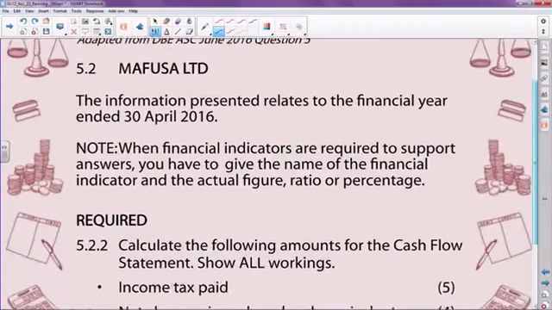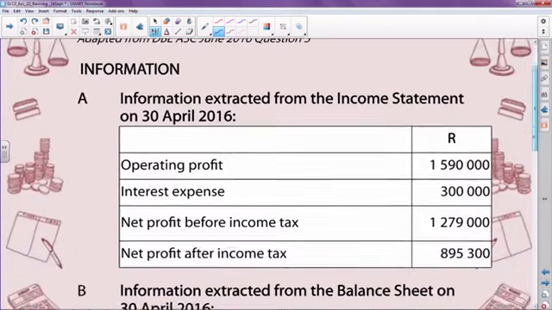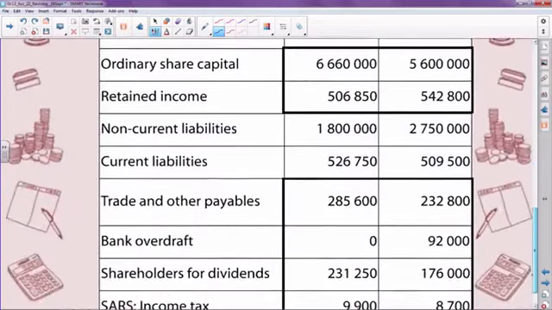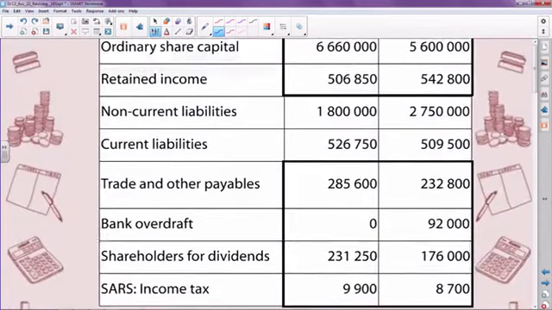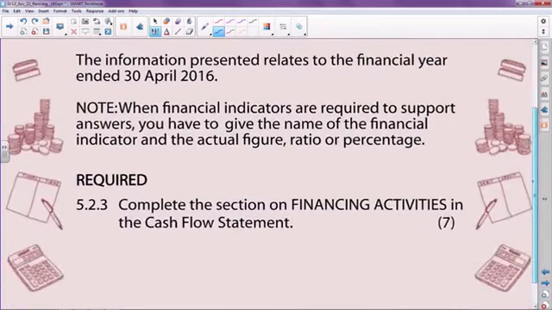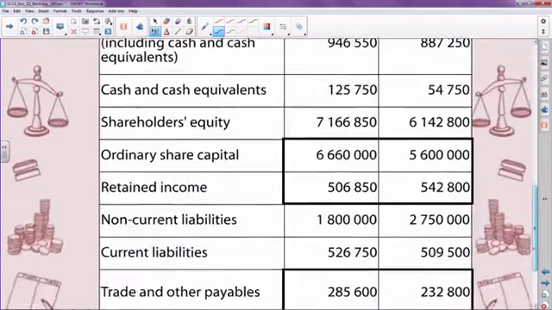Let's look at the next part of the question. What are we expected to calculate? The question wants us to calculate the following amounts: income tax paid, right? And obviously, what is most important for you is to look at the information that is given to you with regards to your taxation, and this is how we're going to do it. Maybe we can just work on this page here, which will be fine. Okay, here goes.